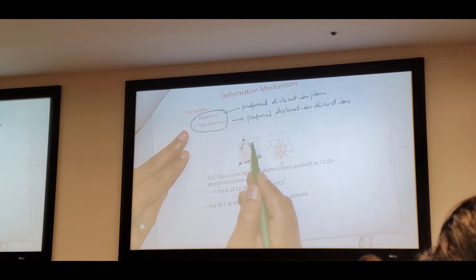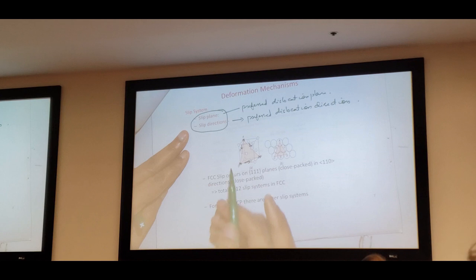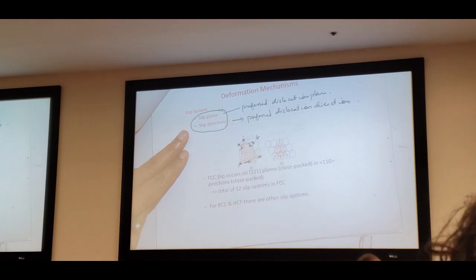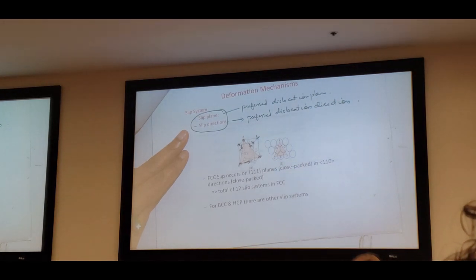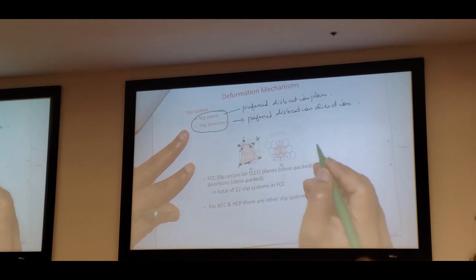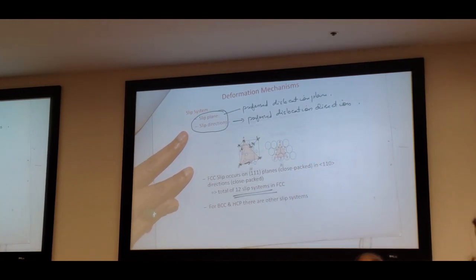So how many 111 planes can be there for this unit cell? There can be 1 in this direction, there can be 1 which starts from here, another one from here, and another one from here. Agreed? Okay. 4 slip planes, 111 planes. Each one has 3 directions, and there can be a total of 12 slip systems. Total of 12 slip systems in a face-centered cubic structure.